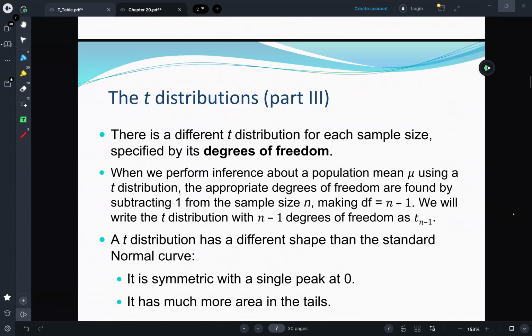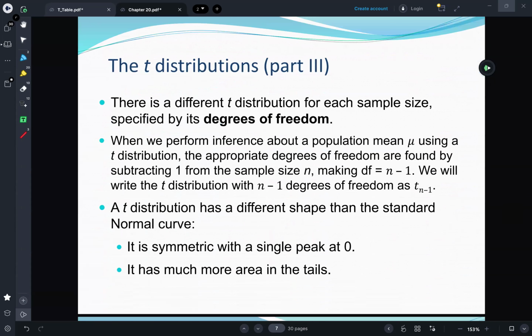And then each T distribution varies by the degrees of freedom. So if you change the size of the sample, you're going to get a different T. Whereas Z didn't care. Z actually doesn't care what size the sample is, right? We just used 1.96. Whereas with T, it's important. We need to know the size of the sample, and you subtract 1, and then we can read the value from the table.